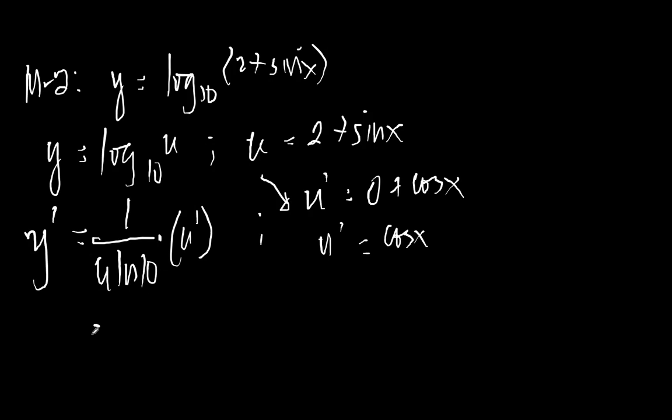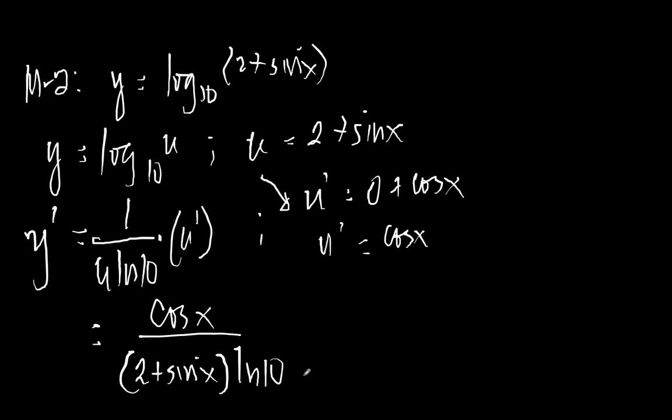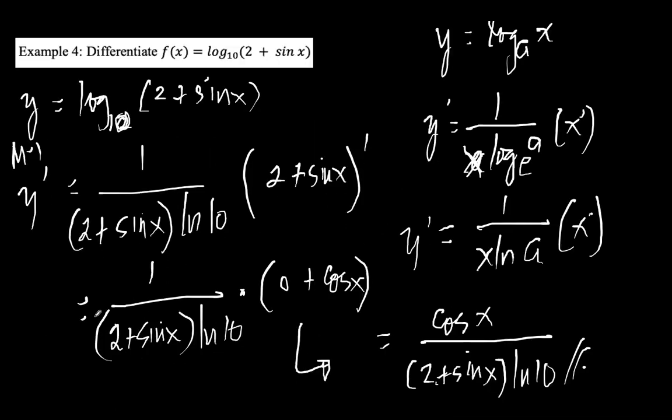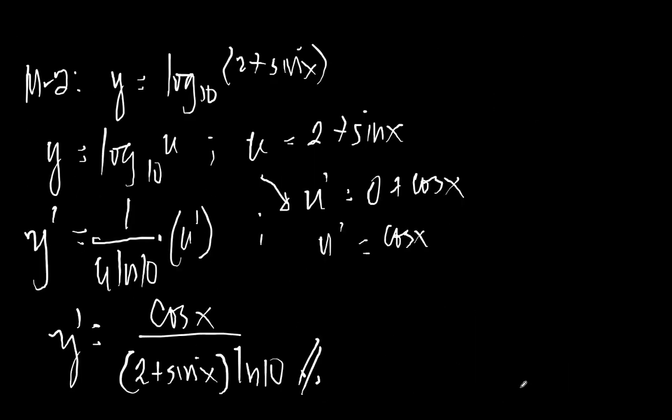So let's substitute that here. We have cosine x over u, which is 2 plus sine x, times the natural logarithm of 10. Okay, so let's check if we got the same answers. Cosine x over 2 plus sine x times ln 10. Okay, we got the same answer. All right, so it's better if you know this method so that you can check your answer.